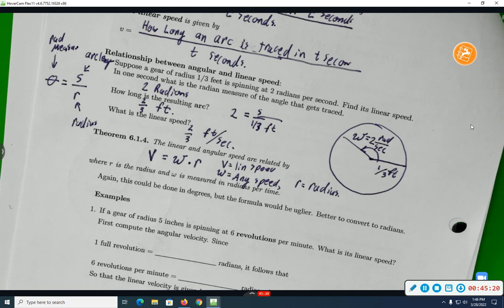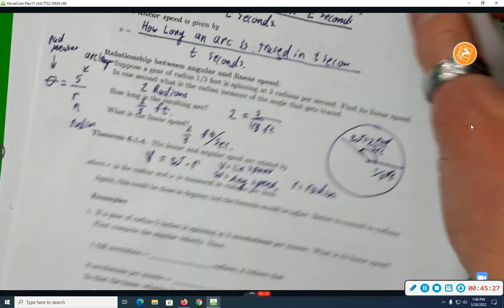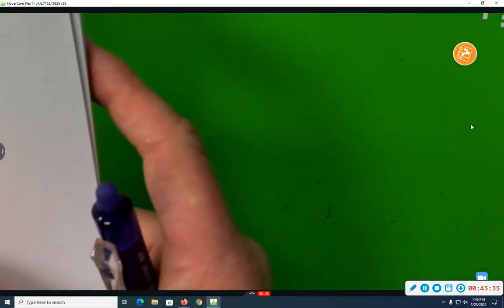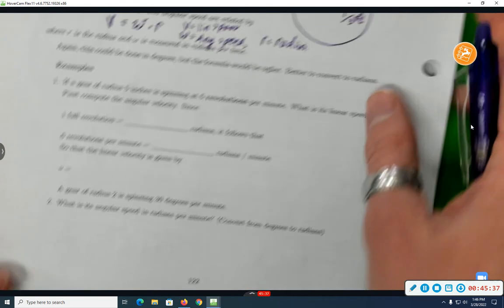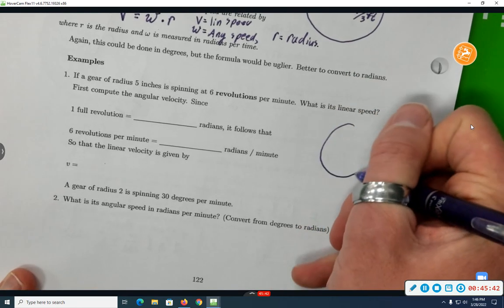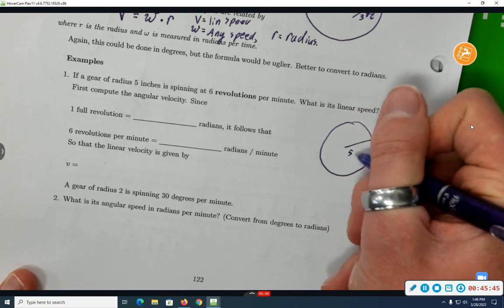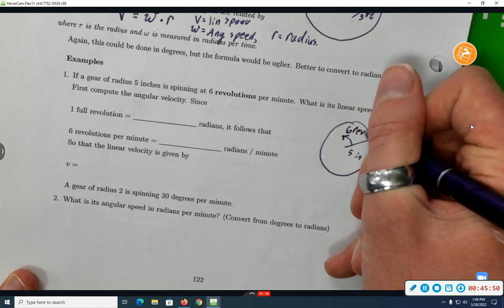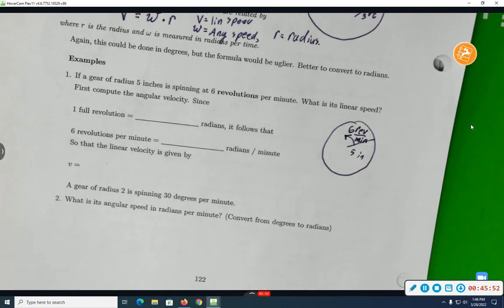So the last thing I want to do is think about spinning gears. And I might not make it all the way through this particular example. I hope to make it at least a decent way through. All right, so suppose you have a gear of radius 5 inches spinning at 6 revolutions per minute. Let's try to compute its linear speed.